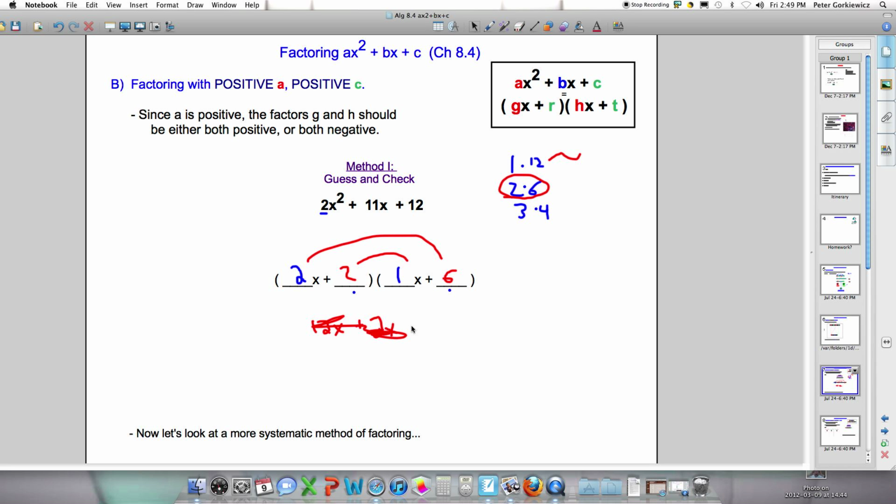All right. So let's try a different one. These didn't work. Let's try 3 and 4. So let's stick 3 in here. Let's stick 4 in here. And let's try it now. 2x times 4 is 8x. And 3 times 1x is 3x. And if you sum them, 8, 9, 10, 11, you get 11x, right?